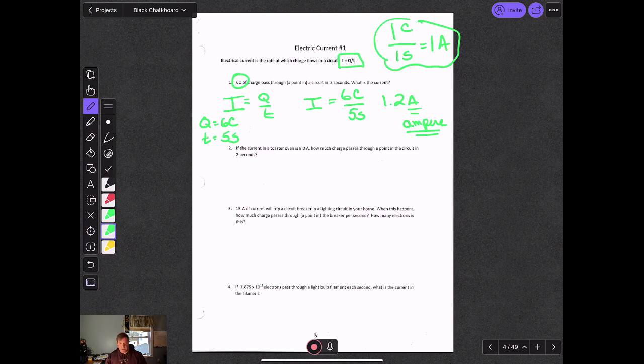Your assignment today is to do a few more of these current problems, and definitely a great start on electricity for today. Let me know if you have any questions.